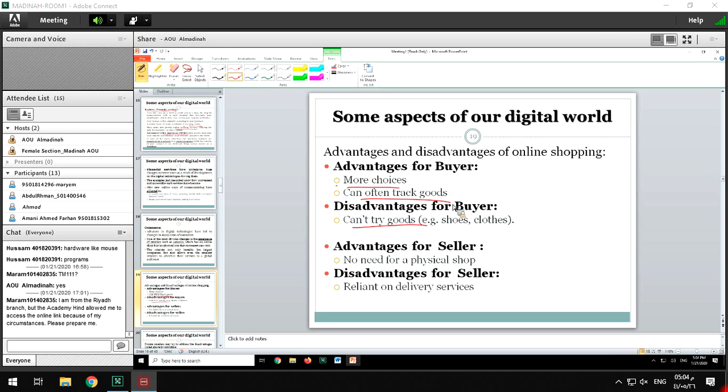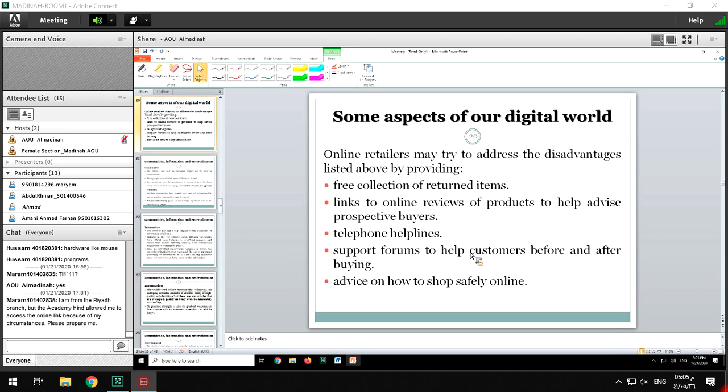We also have advantages for sellers, like they don't need any physical shop. They can simply go online, just have a godown where they keep everything, and sell it online. Disadvantages are reliance on delivery services. It depends on how the seller gives the services.